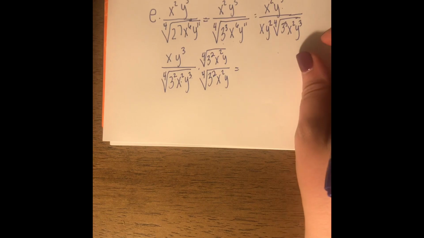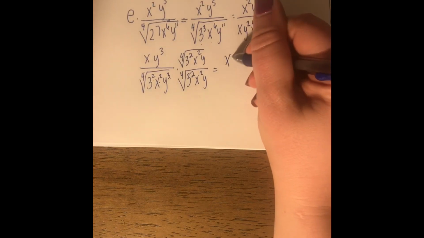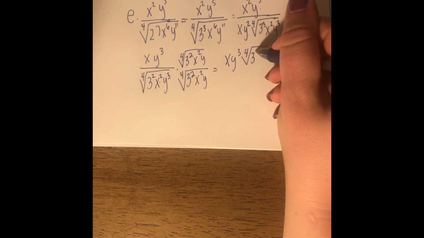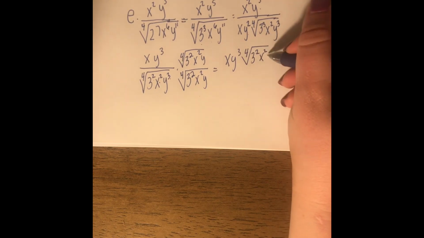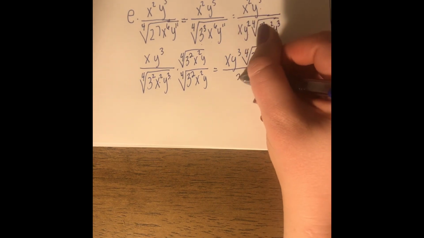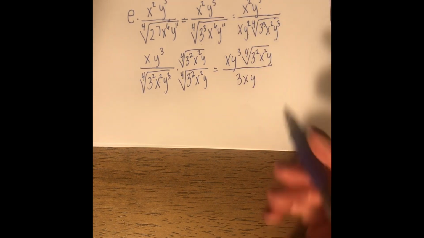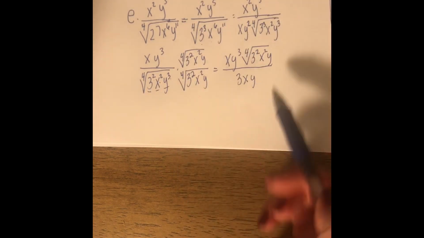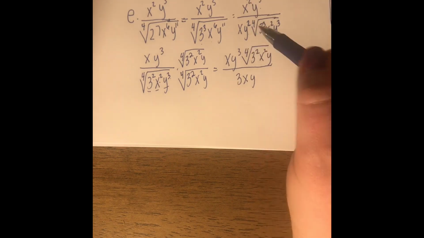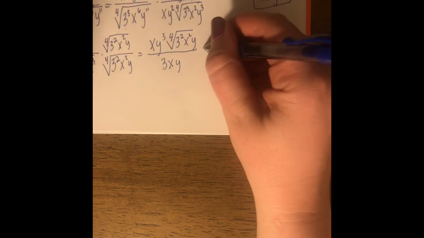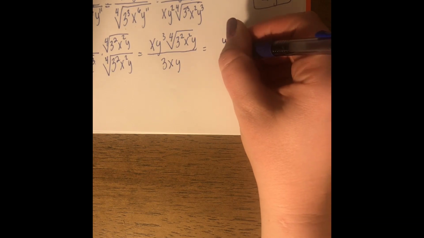So again, the numerator, x, y cubed, the 4th root of 3 squared x squared y over 3xy. And notice every time you do it, whatever the base is of the exponent of the denominator is always what you're left over with. But again, this x and this x cancel. So our final answer is y.